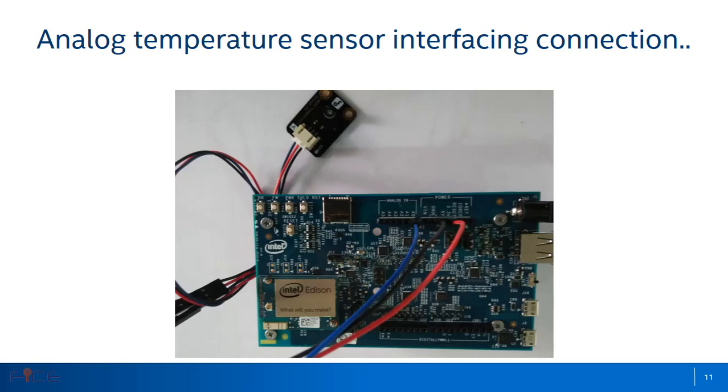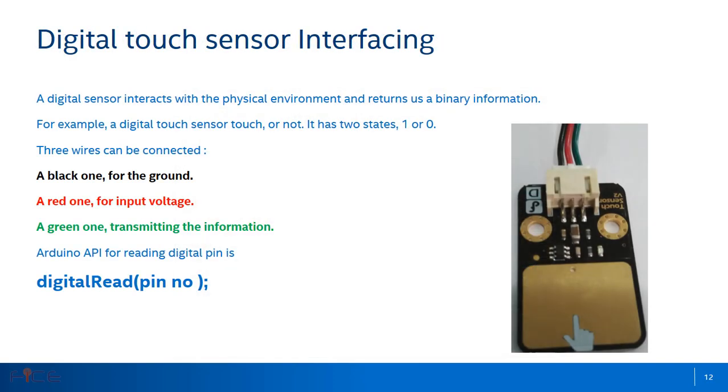So this is how we need to connect an analog sensor with the Intel Edison board. You can clearly see the red wire is connected with 5 volt, the black wire is connected with the ground, and the blue wire is connected with the analog pin. Here I have connected it to A0. Similarly, a digital sensor also has 3 pins: red, black and green. Red is again 5 volt, black is again ground, and green is the signal wire that is to be connected with one of the digital pins, while the output of a digital sensor will always be either 0 or 1.